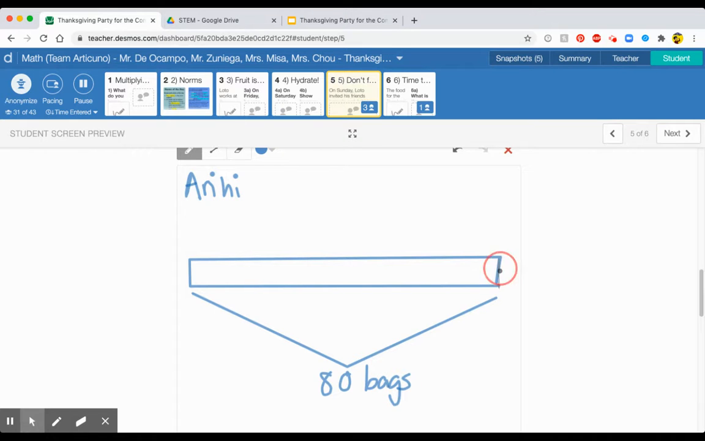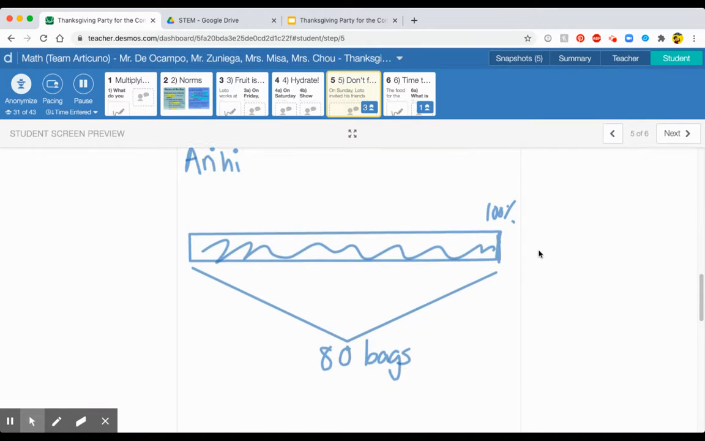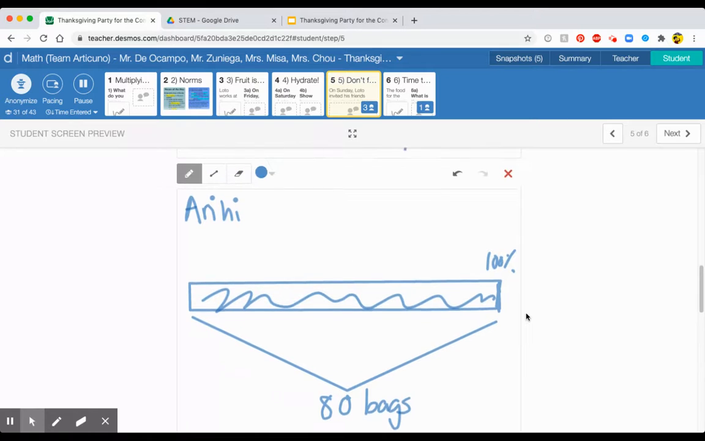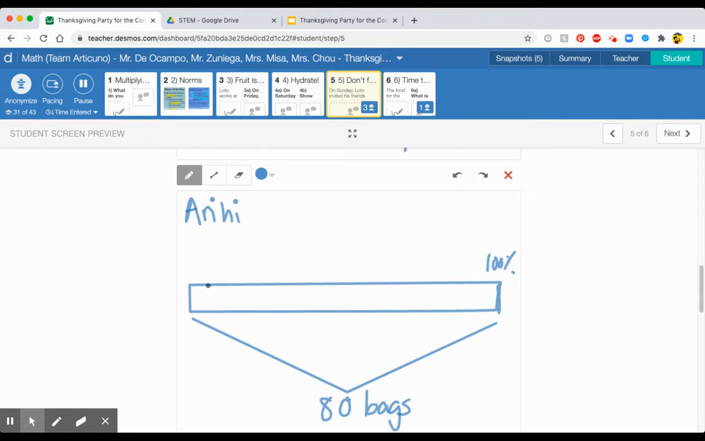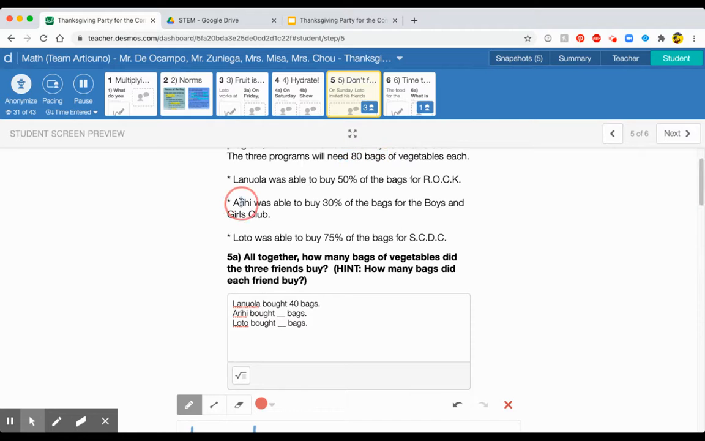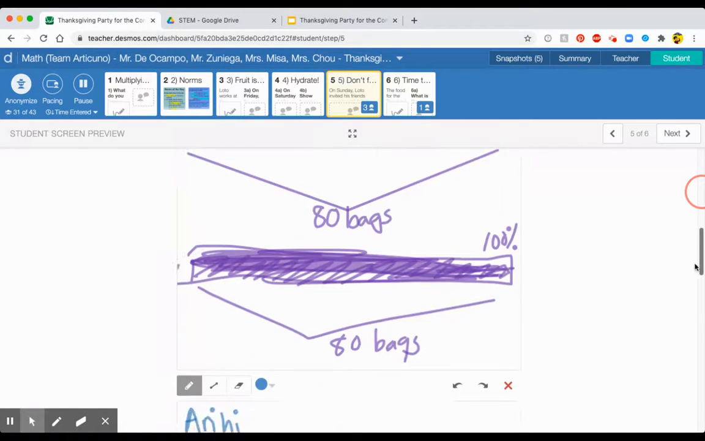Because if we go here and this health bar goes to 100%, then all of this, imagine me shading all of this, represents 80 bags. If Arihi had bought all of the bags or 100% of the bags, we're talking about 80 bags. But sadly, Arihi didn't do that. Sadly, Arihi was able to buy 30%. So now we got to show 30%.